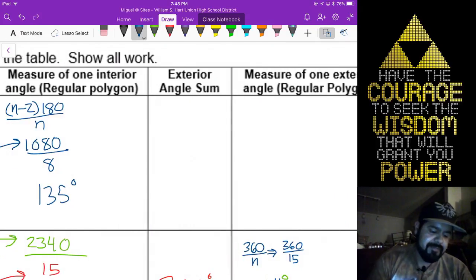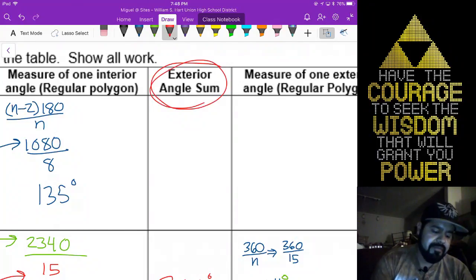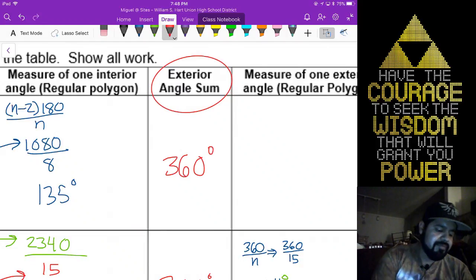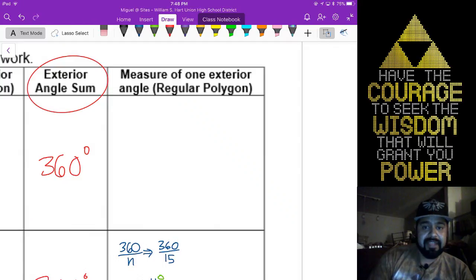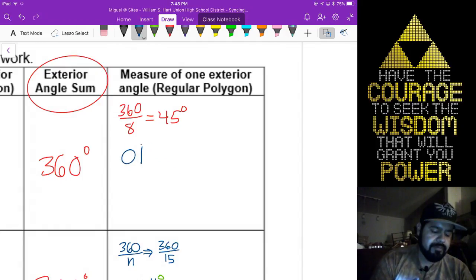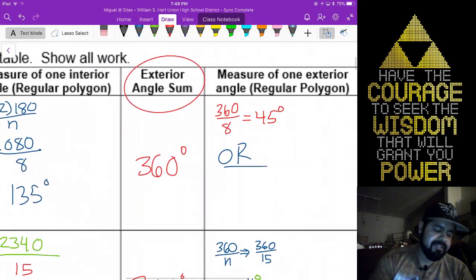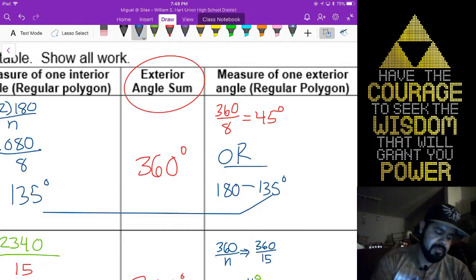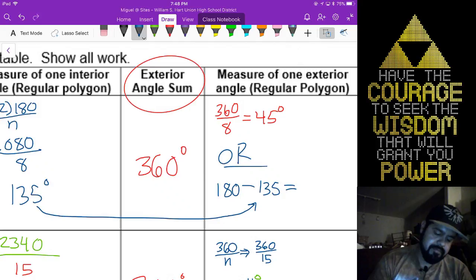So anyways, back to this. The exterior angle sum, you gotta know that is always 360 degrees. So then the measure of one exterior angle, you again can do 360 divided by 8, which will give you 45 degrees. Or you can do 180 minus your 135. And the 135 again comes from here. So then again, you're 45.